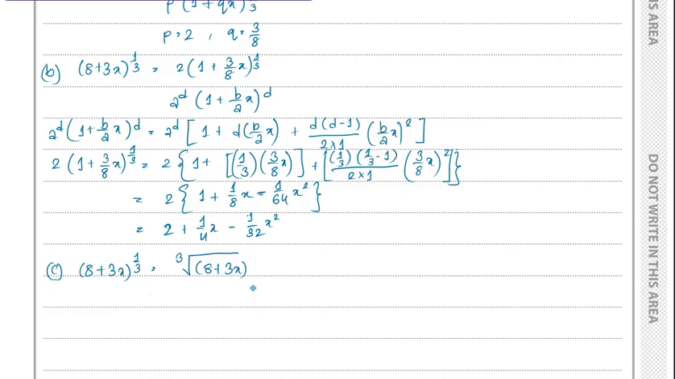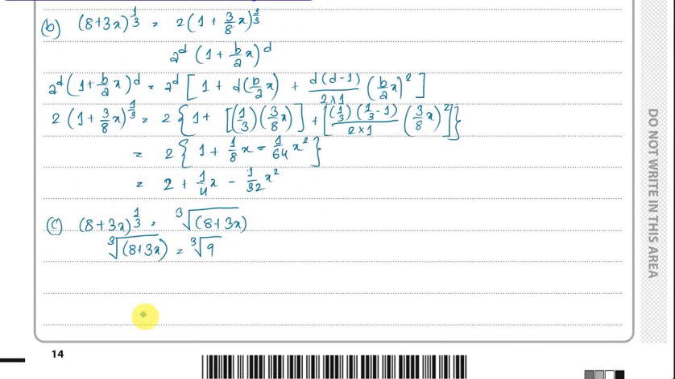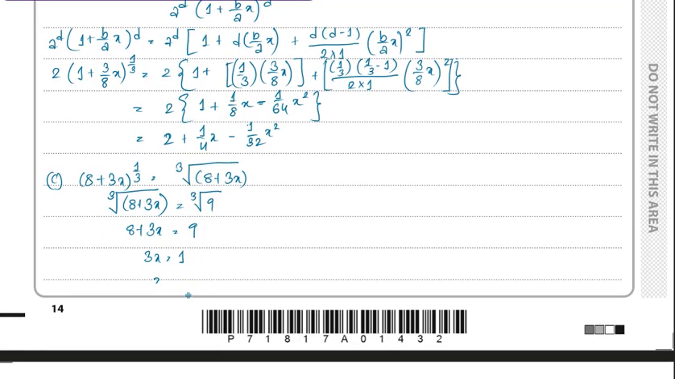So indirectly, we have to get the value of cube root of 9. So at first, we have to assume that if we want to make cube root of 8 plus 3x equals to cube root of 9, then what will be the value of x? So we have to assume that they are equal. So it would be 8 plus 3x. The cube roots will get cancelled out. So it will be 8 plus 3x equals to 9. So 3x equals to 1. 9 minus 8 is 1. So x equals to 1 by 3.